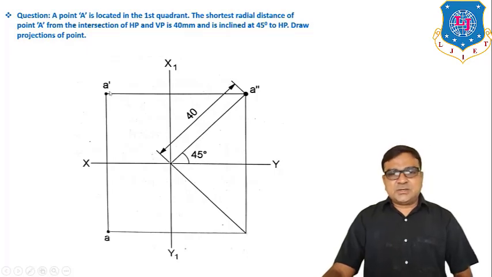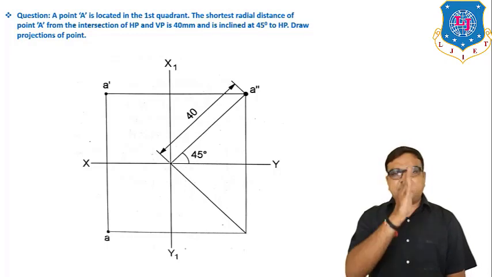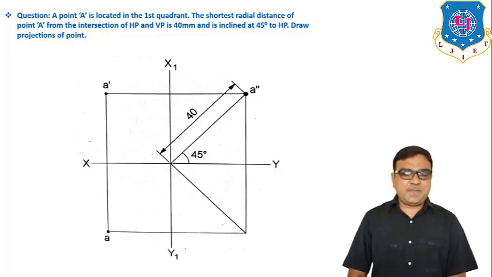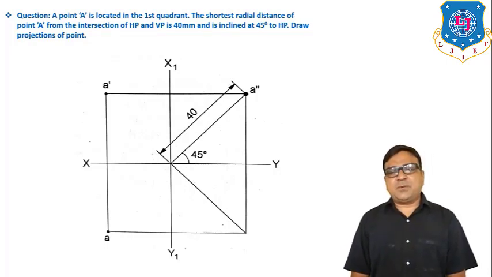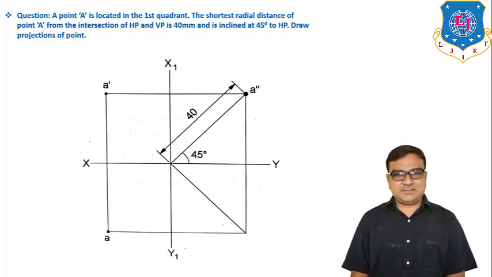Remember, the front view and top view of any point always come on a single vertical line, and the front view and side view of any point also come on a single horizontal line.